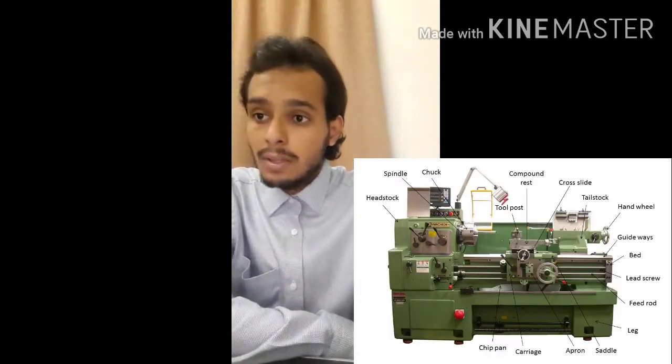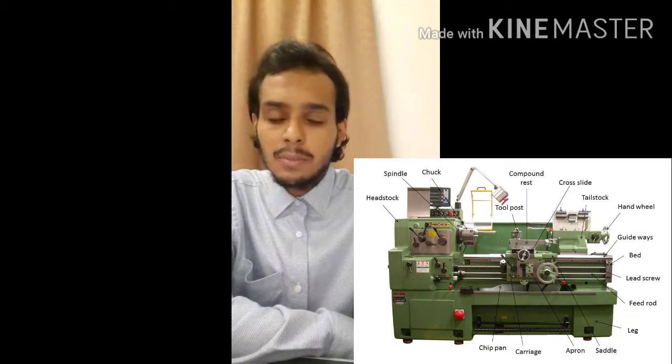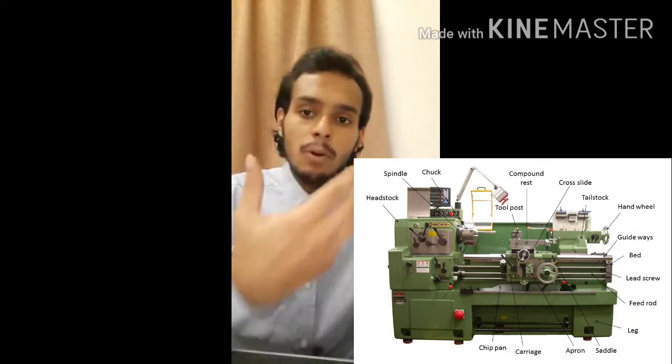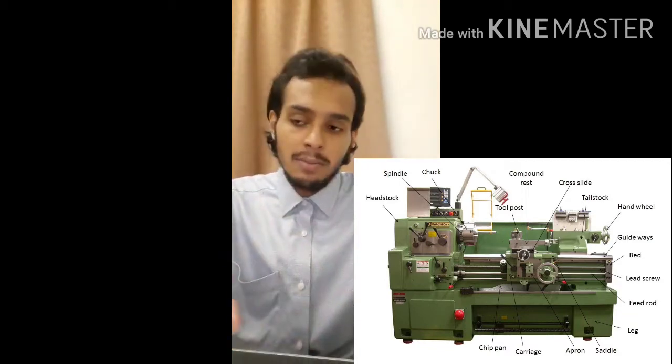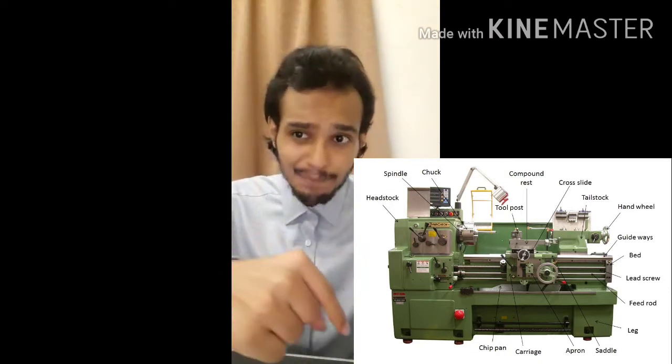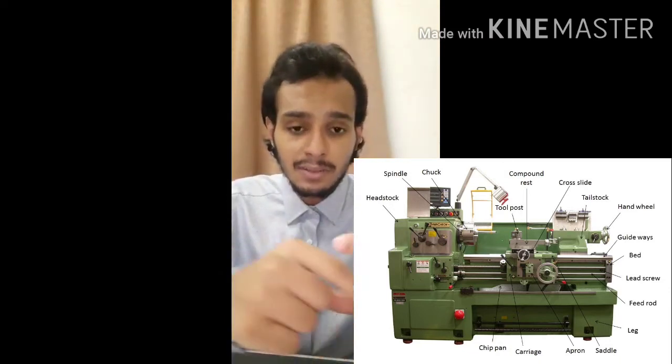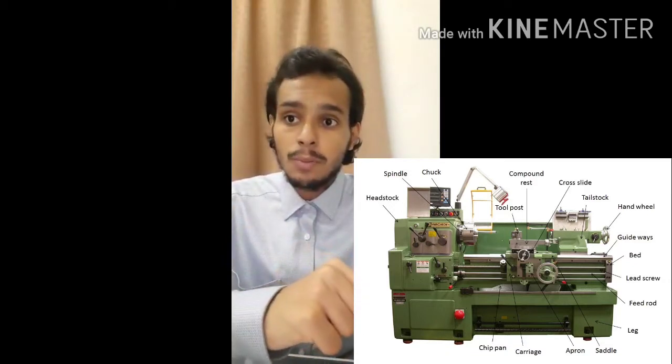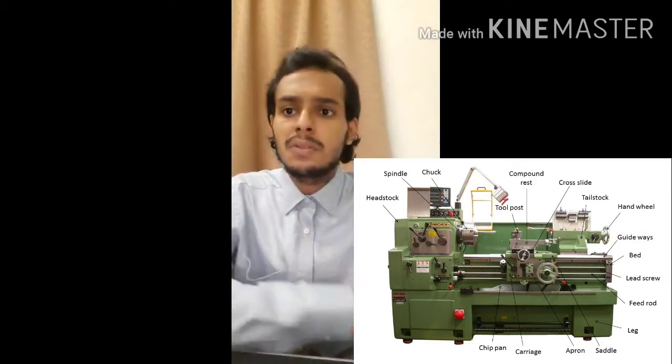Today I'm going to discuss the parts and the tools of the lathe machine. The headstock is fixed on the machine. It consists of many pulleys, levers, spindle, chuck and gearboxes. The spindle is in the headstock, which rotates a shaft that is connected to the chuck. The chuck holds a workpiece, so the workpiece also rotates.